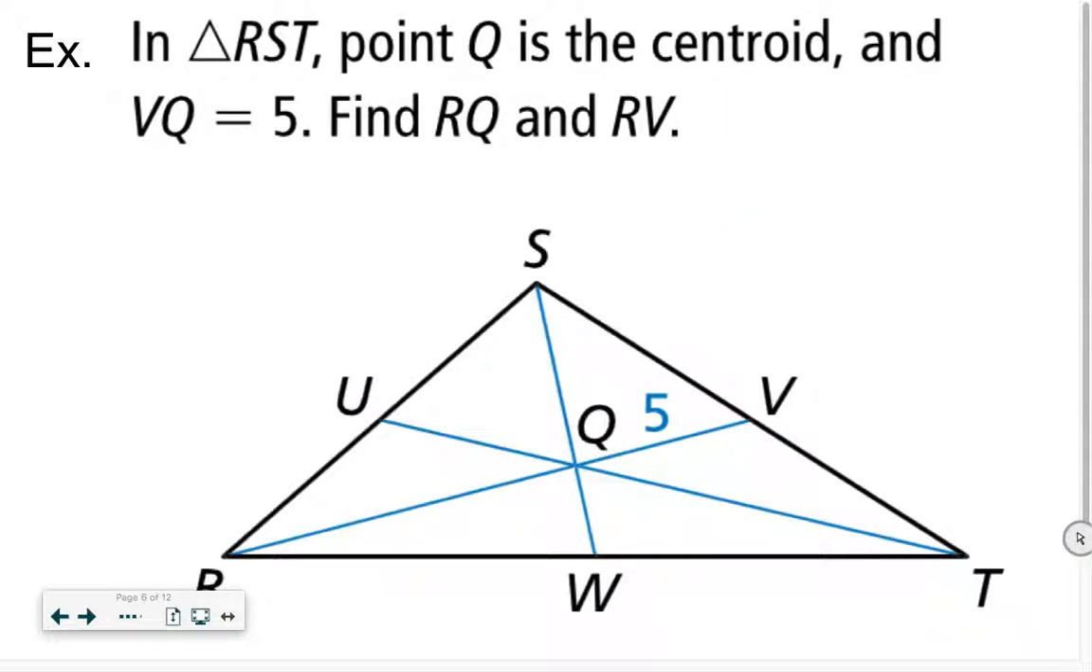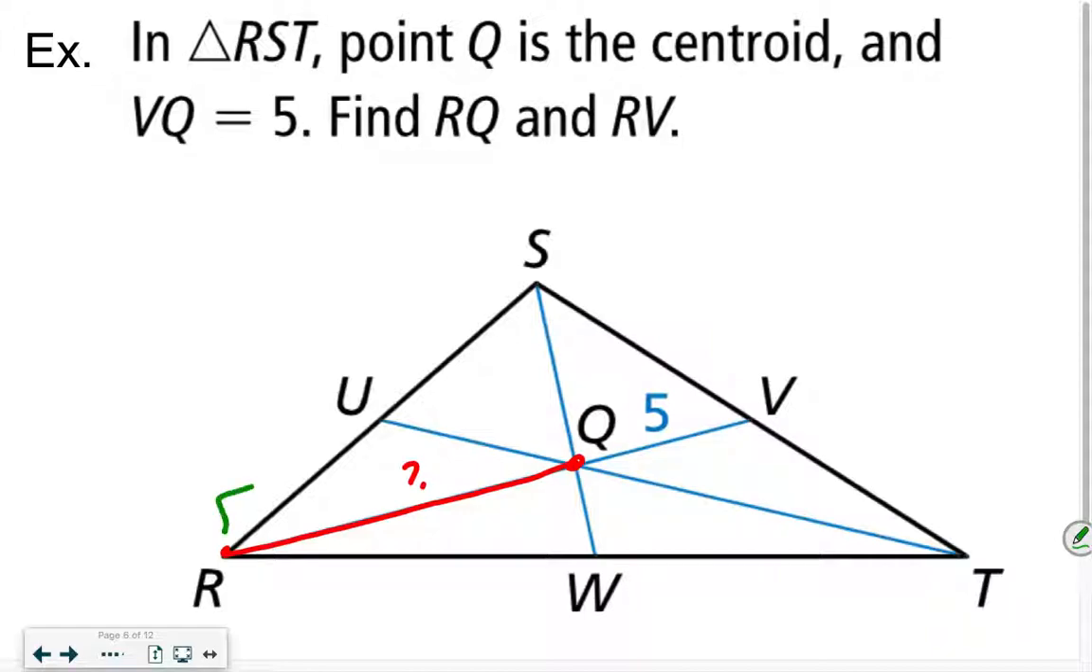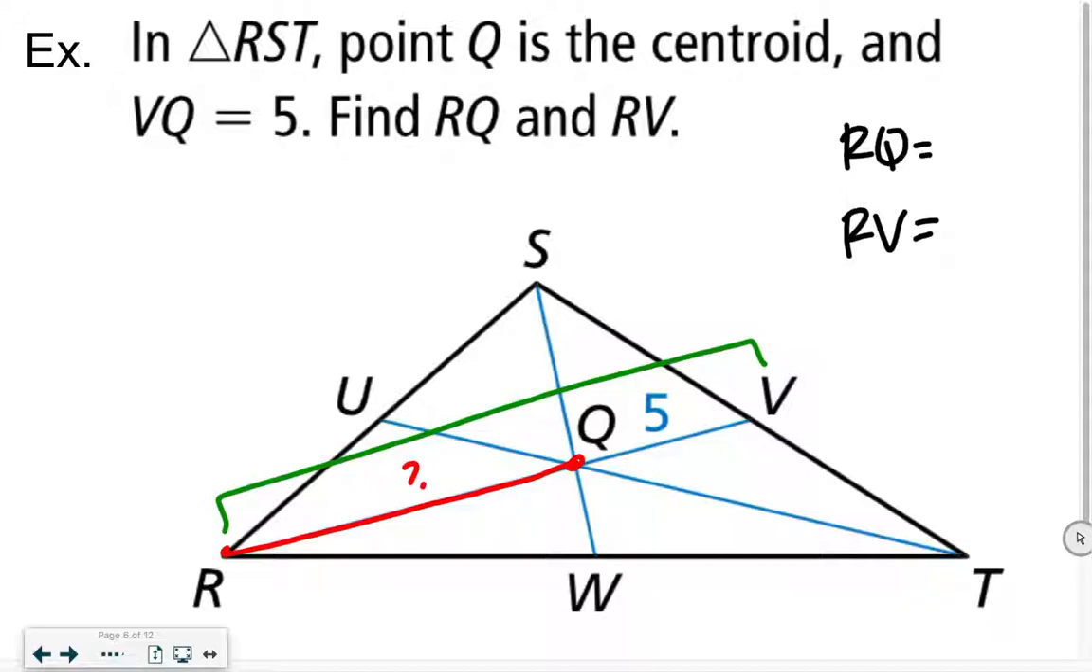Okay, this one says, again, Q is the centroid. V to Q is 5. Find R to Q, and then find R all the way to V, which is the entire median. So we're going to find RQ, and we're going to find RV. Well, this 5 right here, is that the 1/3 piece or the 2/3 piece? It's the 1/3 because it's the shorter piece.